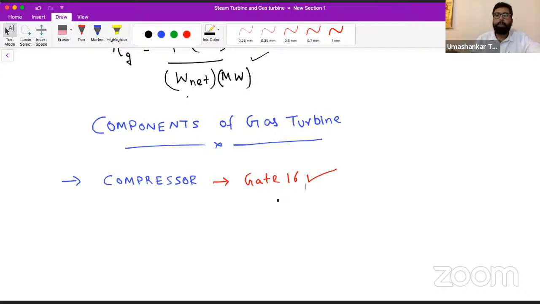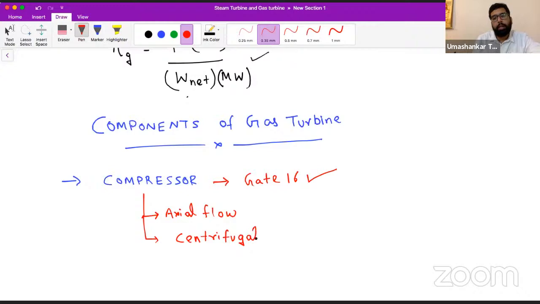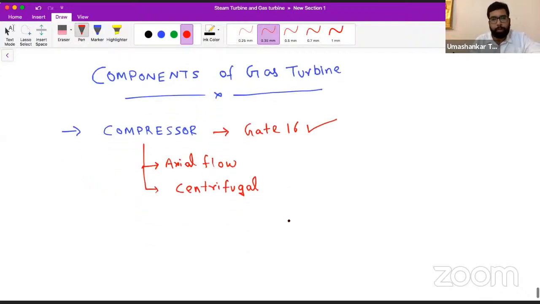So compressors are of two kinds with respect to the gas turbine. One is axial flow and the other is centrifugal. From the previous syllabus, I hope you have already covered it. This compressor part has already been covered in all previous GATE syllabi.